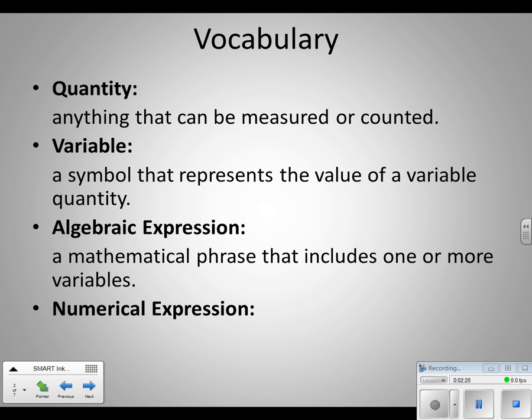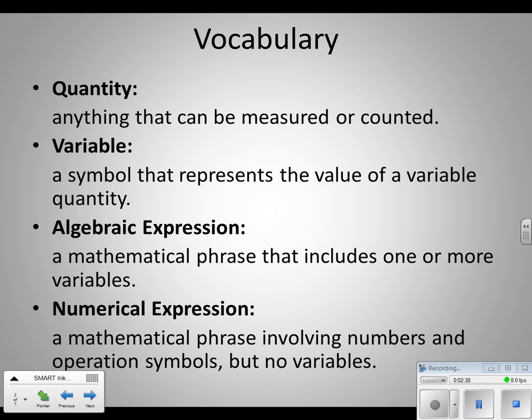A numerical expression is when you have the same sort of thing in terms of what I was just saying for an algebraic expression, just no variables. You would just have numbers involved in the expression or in the phrase. It's a mathematical phrase involving numbers and operation symbols, but no variables.